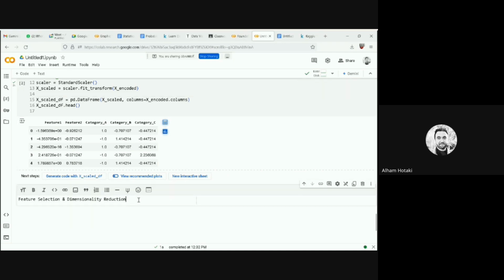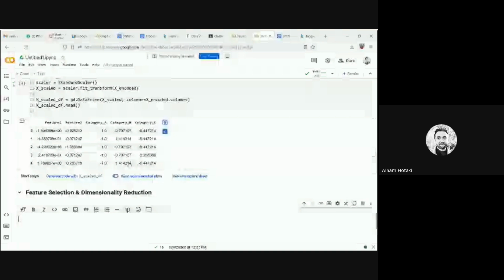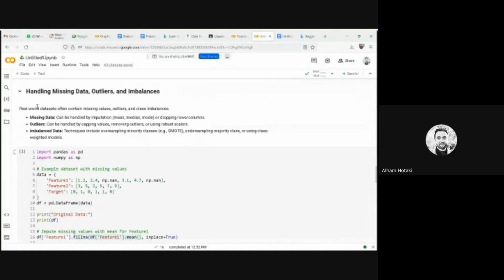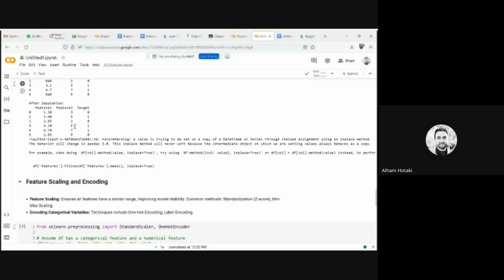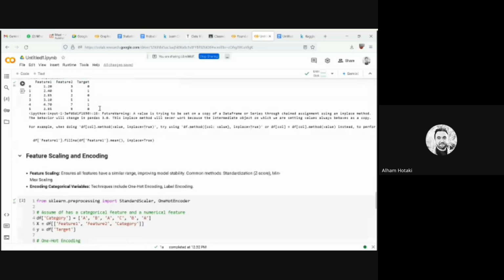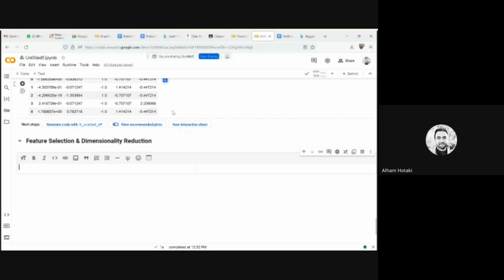For example, we will be talking about feature selection and dimensionality reduction. This is another type of very important topic here. We put it also under data pre-processing and feature engineering. First of all, you have to deal with the outliers, the missing values, and the imbalances. Another thing you have to consider is feature scaling and encoding. And another thing, dimensionality reduction, plays a key role. And what is that actually?